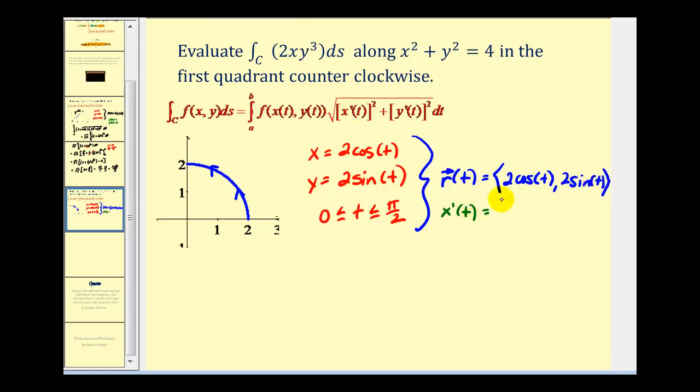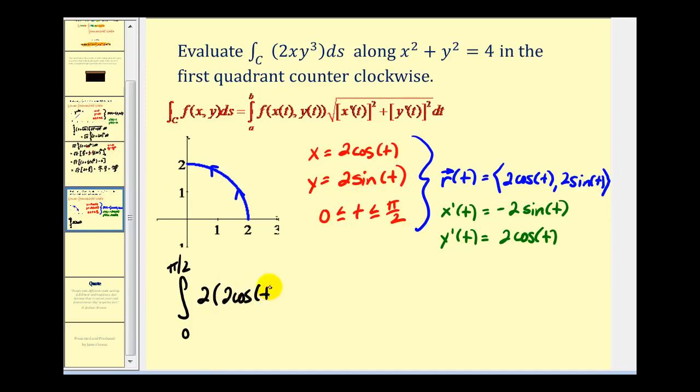And we'll also need the derivatives of x of t and y of t. So x prime of t would be negative 2 sine t, and y prime of t would be 2 cosine t. Let's go ahead and set up our integral in terms of t now. Limits of integration will be from 0 to pi over 2. We need to rewrite 2xy cubed in terms of t using our equations here. So we're going to have 2 times x, which is 2 cosine t, and then we'll have y cubed, so we'll have 8 sine cubed t.